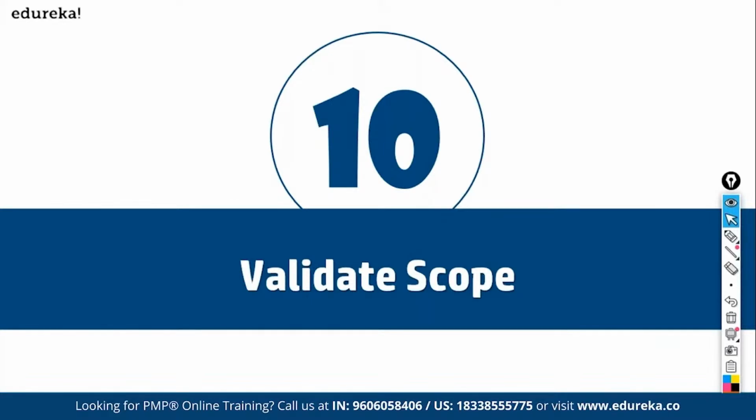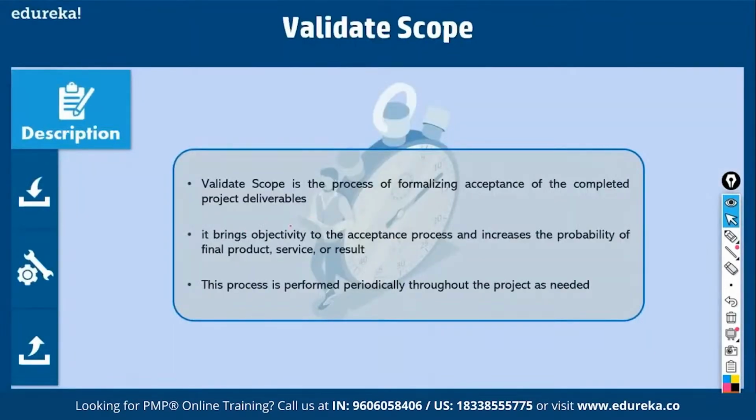Now we must assume that you have come up with the deliverable, you have tested the deliverable, and you're placing it before the customer to get a sign off. That is called validate scope. It is the process of formalizing acceptance of completed project deliverables. It could be interim deliverables, requirement documentation, design documentation, or it could be the final deliverable, anything. That is what is called validate scope. It's a process of formalizing acceptance of the completed project deliverables. It brings objectivity to the acceptance process.